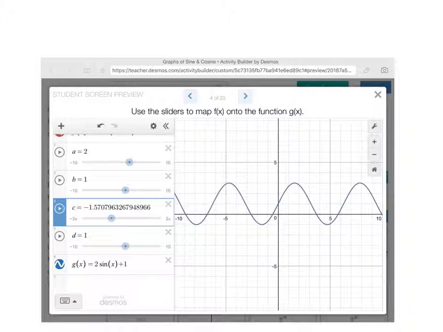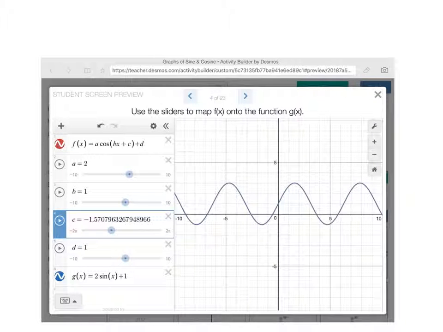So from this conclusion, I would be able to state that if I replace that a with a 2, and if I replace that c with a negative pi over 2, and if I replace that d with a 1, I'll be able to make that cosine function be exactly the same as that sine function, and the rest of the activity builds on that.